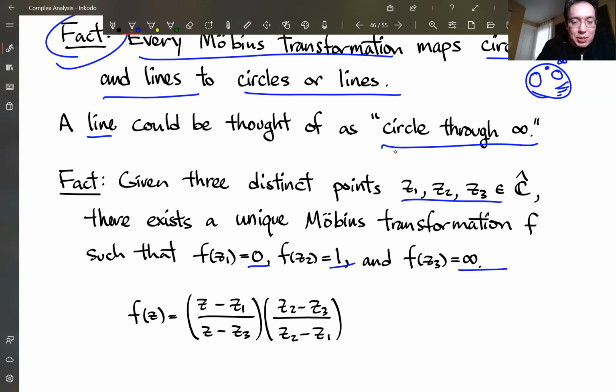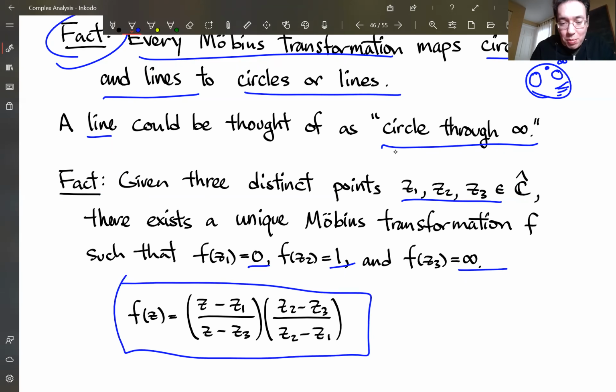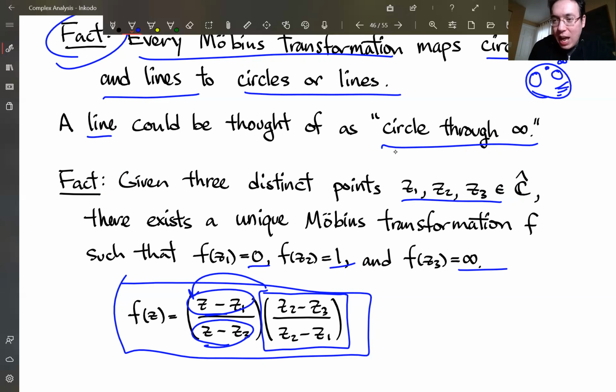And how do you do that? You could use this formula. Notice, this doesn't look like a Möbius transformation, but if you look at this factor right here, it involves Z1, Z2, Z3. So these are all constants. So it is a linear function divided by a linear function with a constant sitting in front. You can just multiply it into the numerator if you want to write it as a Möbius transformation. And you have a unique Möbius transformation that does that for you.